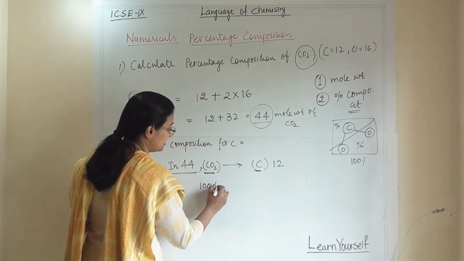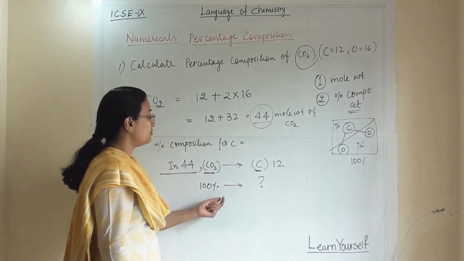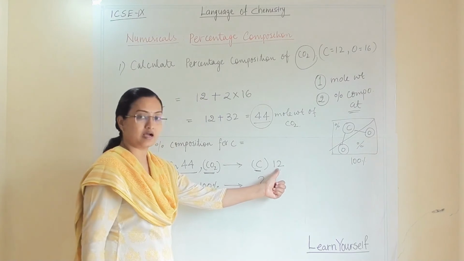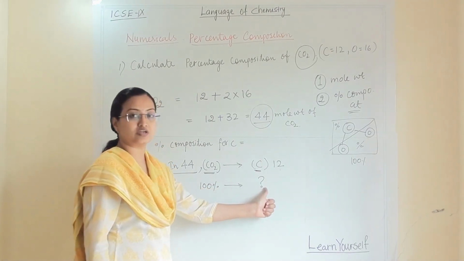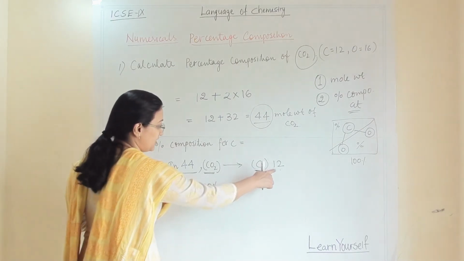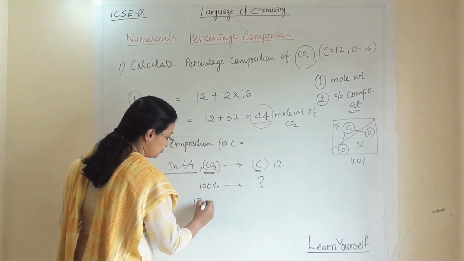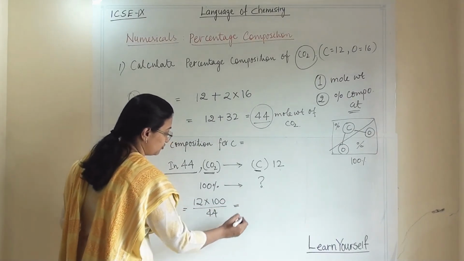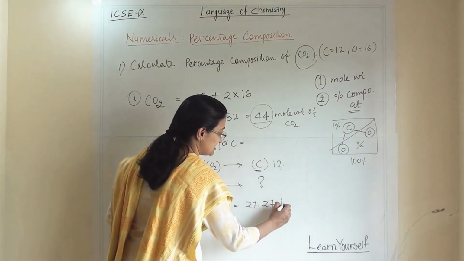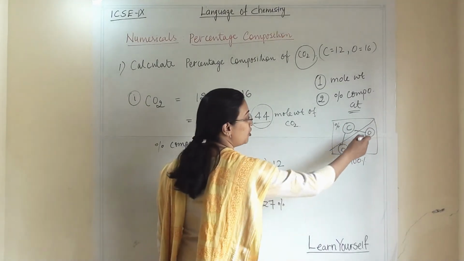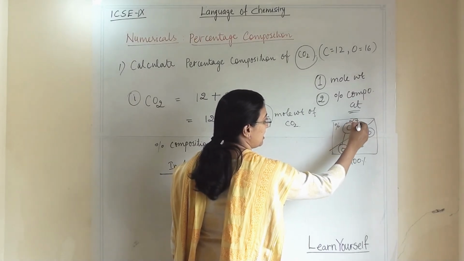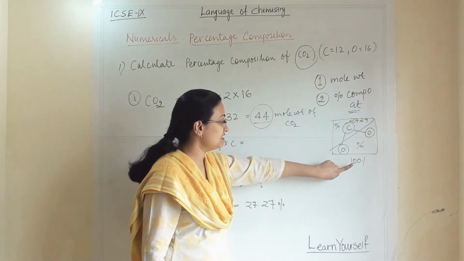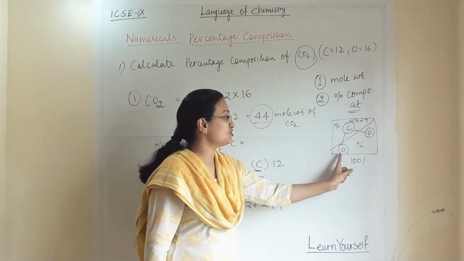If it is 100, then what percentage our carbon is present into this 44? Out of 44, if our carbon is only 12, then at 100, how much carbon will be there? So via crisscross method, we are writing 12 into 100 divided by 44, 27.27%. So in this whole molecule of carbon dioxide, our carbon is 27.27. Now if you will subtract this 27.27 out of 100, you will get the percentage composition of oxygen.